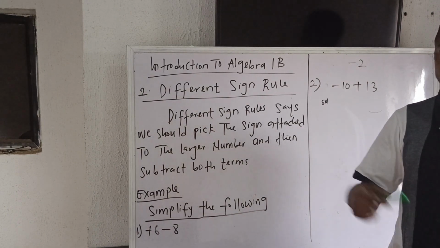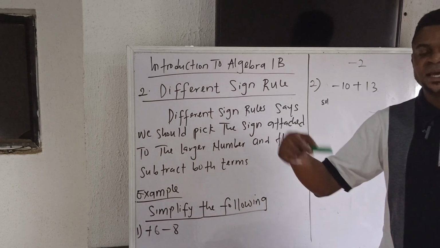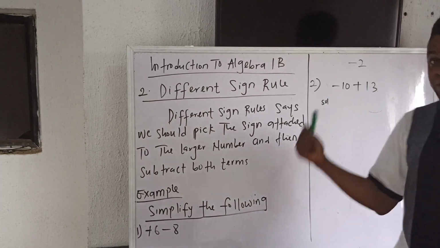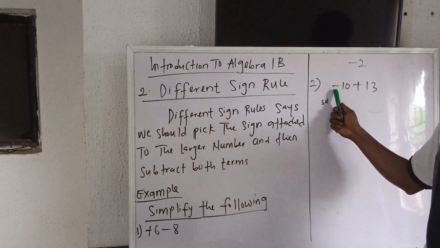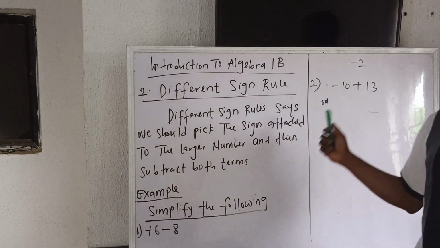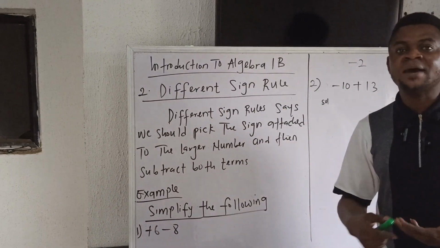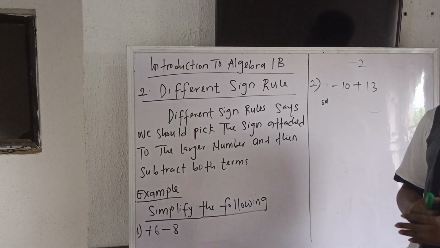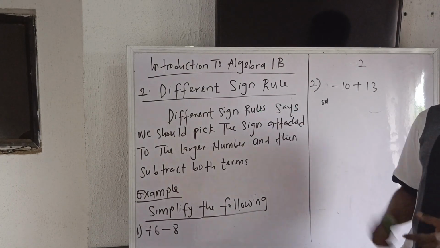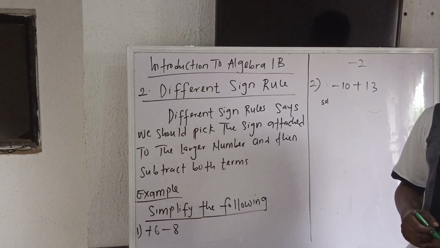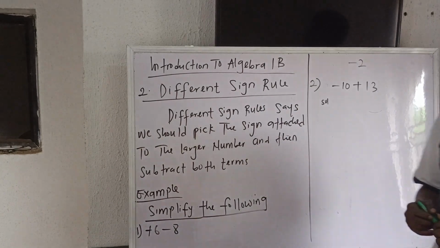Don't forget, same sign rule has to do with you having the same signs attached to your expressions. But looking at this, the sign for 10 is minus, the sign for 13 is plus. It means they do not have the same sign. So I'm not going to be applying same sign rule. So I'm going to talk about the different sign rule. And what the different sign rule wants us to do, pick the sign attached to the larger number.